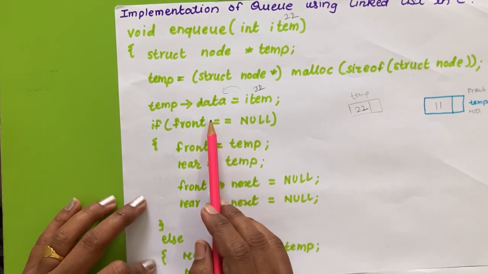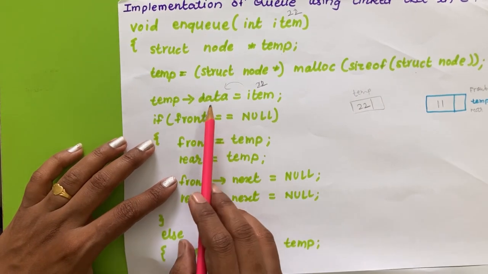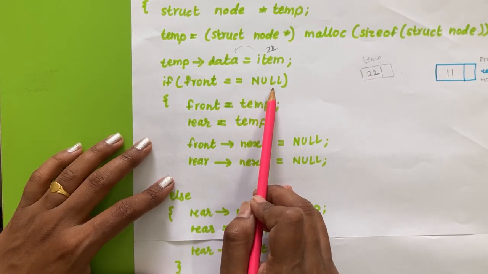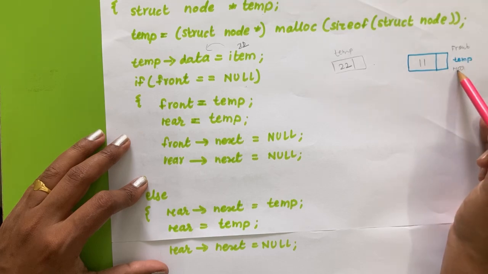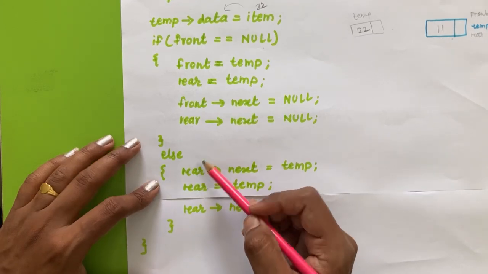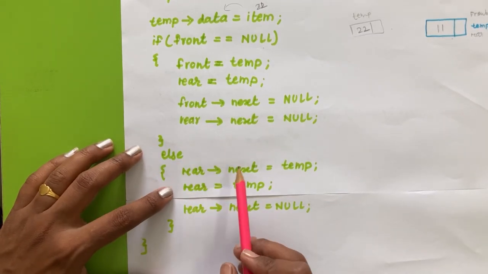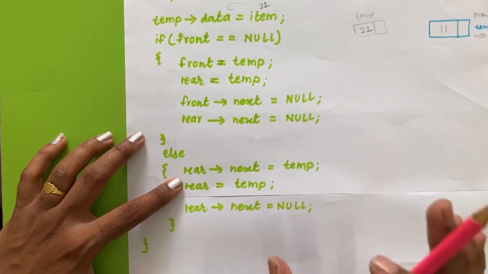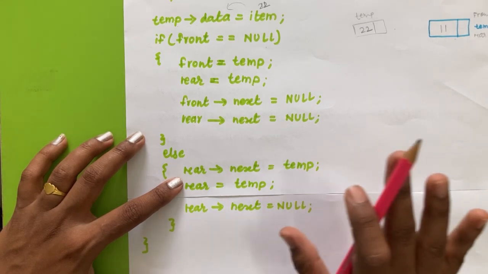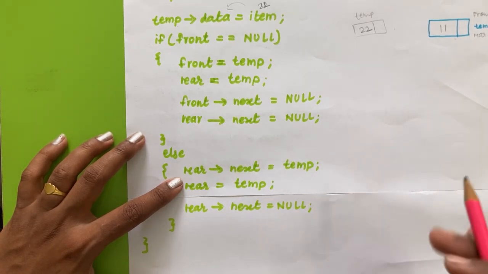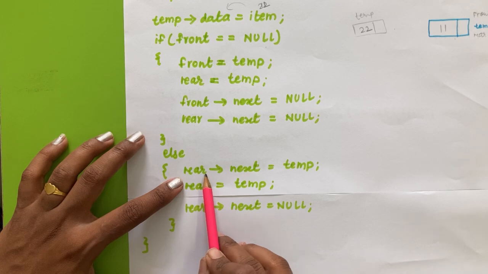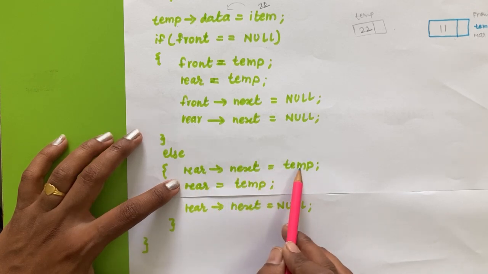Now here we will check the condition, that is if front is equal to null. This condition will not be satisfied because now the value of front as well as rear is this 11 node. So it will check for the next condition, that is the else part, so it will go into the else part. And now here we have to update just the value of rear. Here we are inserting an element in the queue, that's why front is not going to be updated. Front will update only while dequeuing an element.